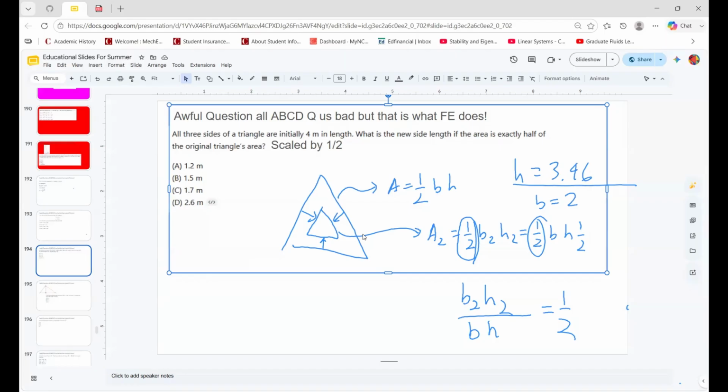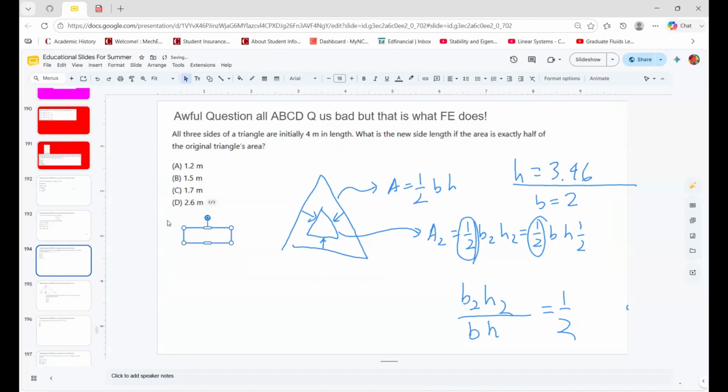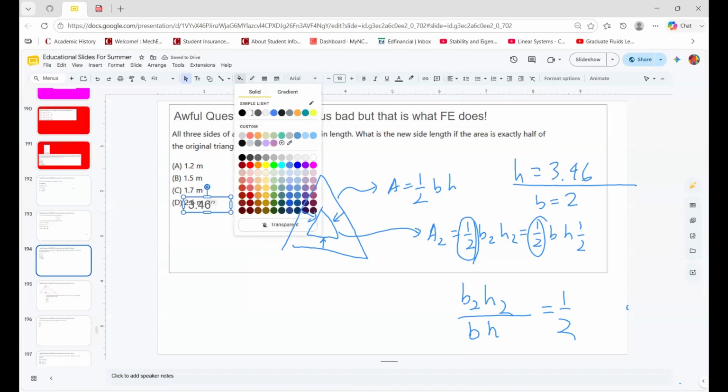Yeah, this question is messed up. You know what? Here's what we're gonna do. We're just gonna put in a new answer E, which is gonna be 3.46, because clearly I haven't vetted this question and we're vetting it together, and we're just gonna pour white on it. And it's gonna be obvious which one's the answer, but I don't care at this point.